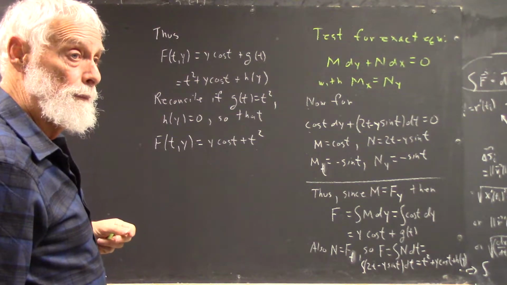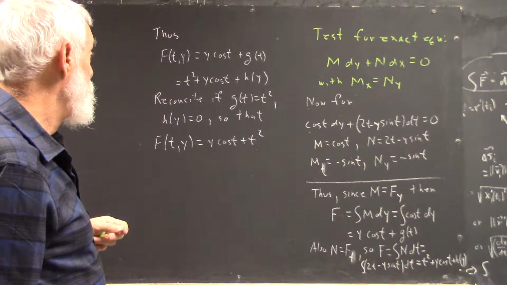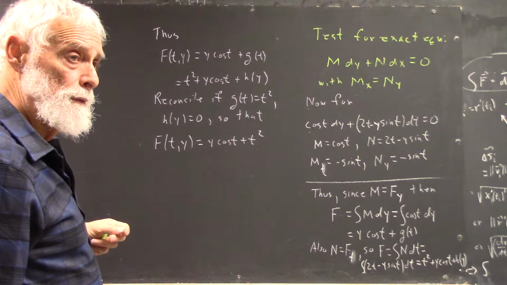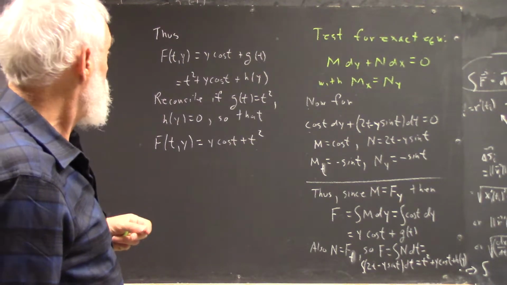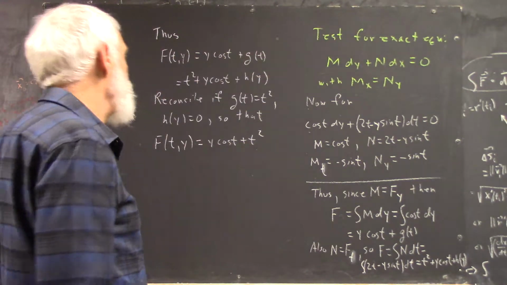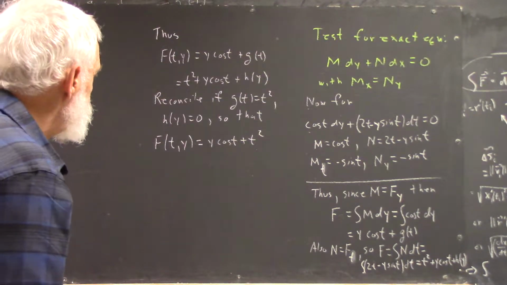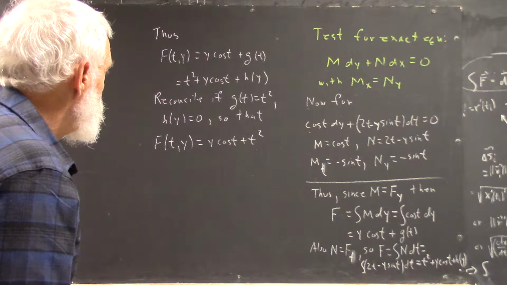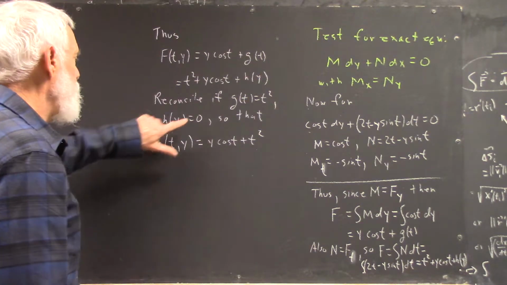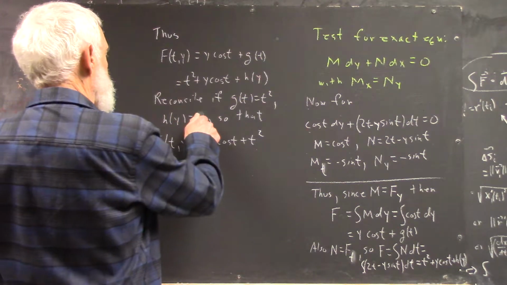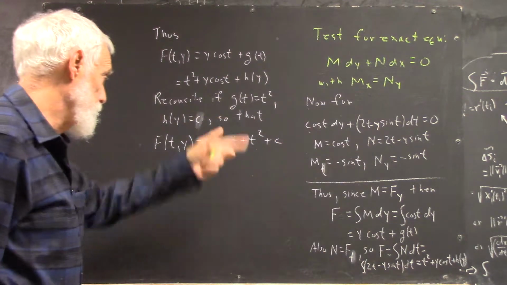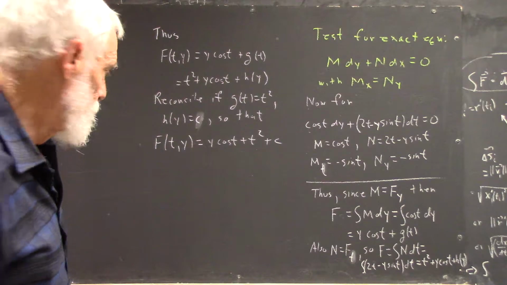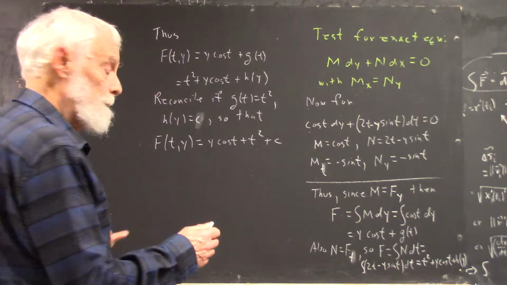Isn't h of y equal to c? Any constant? Any arbitrary constant? No, wait a minute. Yeah, h of y doesn't have to be 0. So h of y could be c. And of course you have to get an integration constant, so I shouldn't have left that out. Okay?